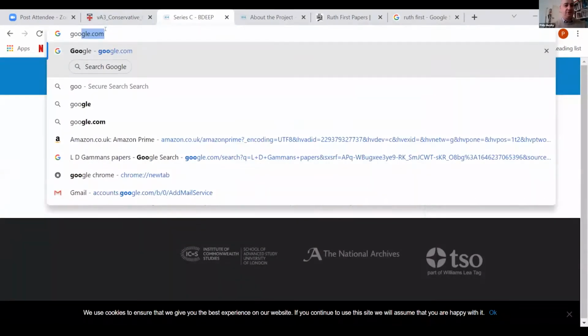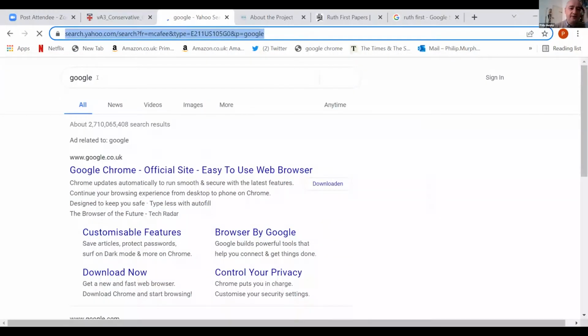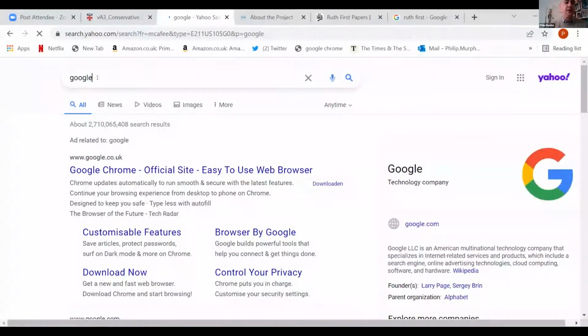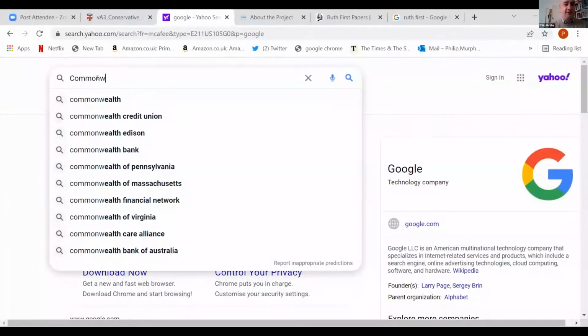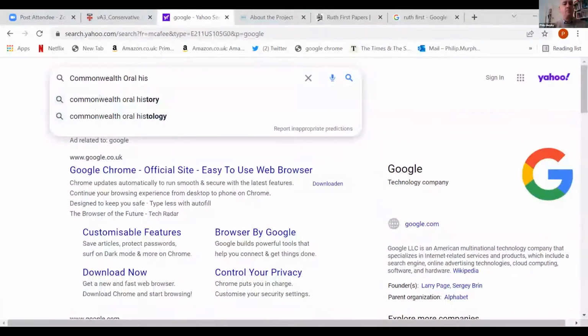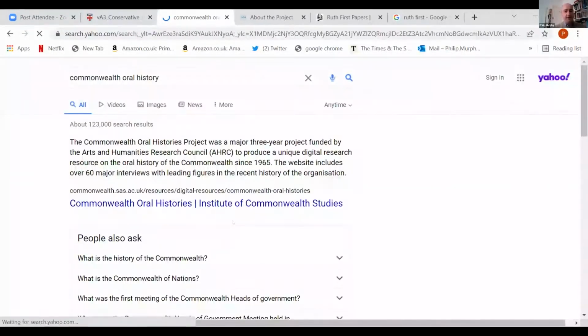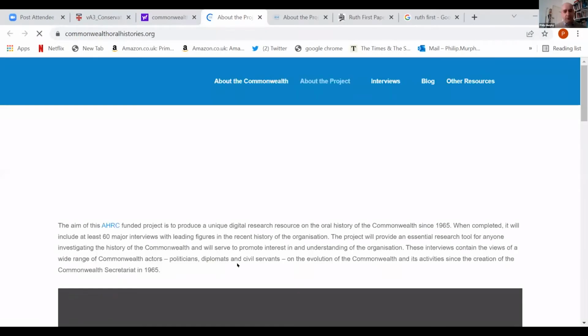Let me just go into the Commonwealth Oral History Project, because I can't see my menu up here. Okay. I'm going to go in through just my basic Google search, which is what you do.